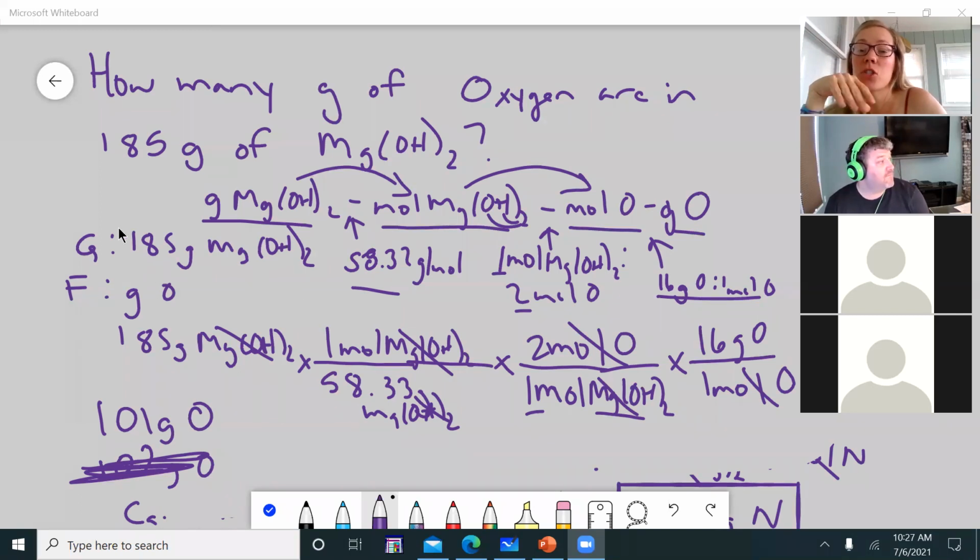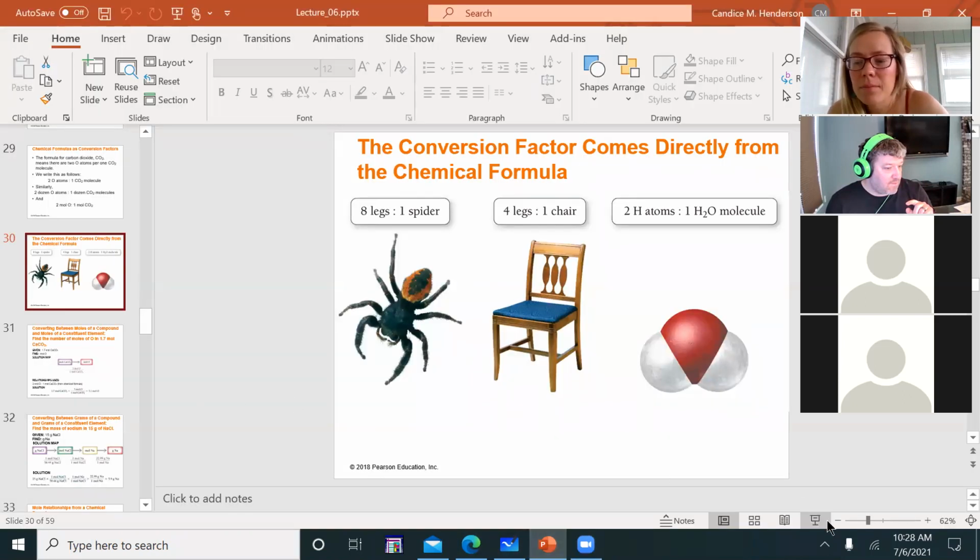Okay, so this is actually super helpful here because we're going to come back to this whole idea a little bit later. So if you understand this grams to moles to grams thing, this will lead us through chapter 8 as well. So let's go back to the slides.